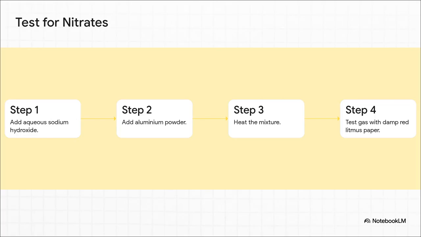Okay, now the test for a nitrate. This one's a little more involved. You could think of it like a real multi-step interrogation. First, we add sodium hydroxide, then toss in some aluminum powder. We gently heat the whole mix up, and if a gas starts coming off, we test it with a piece of damp red litmus paper held right over the test tube.